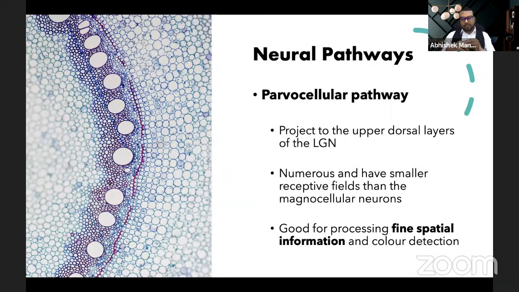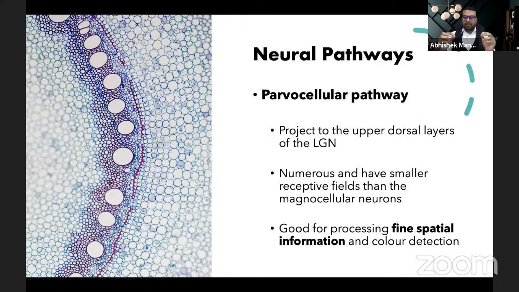Now, if I compare with the parvocellular pathway, it projects to the upper dorsal layers of the lateral geniculate nucleus. Coming to the next point, it is numerous and has smaller receptive fields than the magnocellular pathway. What we have seen is that the magnocellular pathway has larger receptive fields, therefore it can capture dynamic eye movements like saccades.